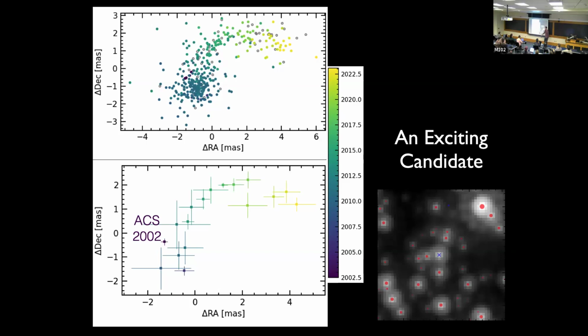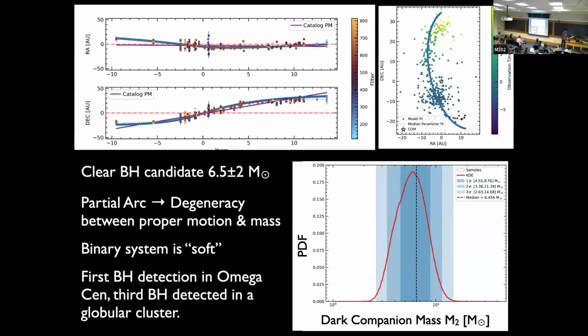It has a curved track on the sky. But then you can see that in between, it does some sort of hitch right here. That hitch ends up being its pericenter passage. And that means we're able to constrain its mass a lot better. Its mass is 6.5 plus or minus 2 solar masses.